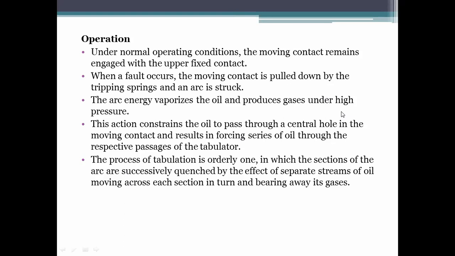This is the same process. When the heat is developed, it will produce gases, and these gases will develop the pressure, and the arc will be extinguished there, and that oil will pass through the central hole in the moving contact and results in forcing series of oil through the respective passages of the tabulator.